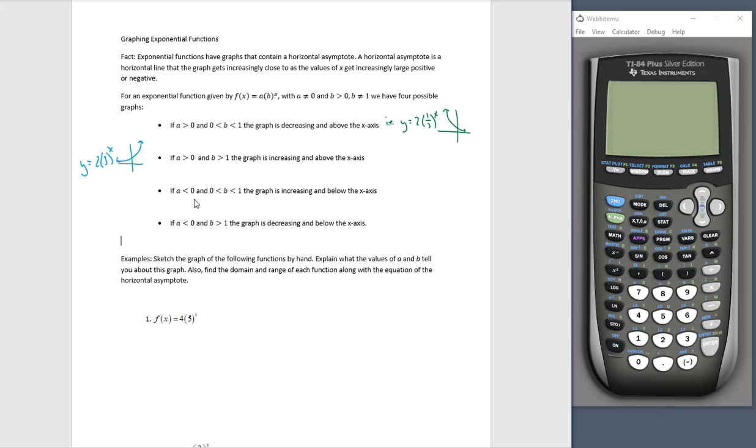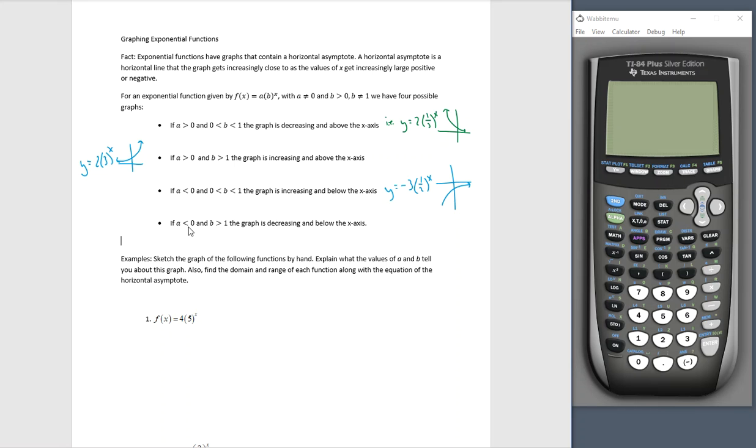If a is less than 0 and b is between 0 and 1, the graph is increasing and below the x-axis. So I'm going to do both increasing in blue. Let's go with minus 3 times 1/2 to the x. The graph will be increasing and it will be underneath. Notice that the graphs I have over here on the right are just a reflection. If I were to graph these, they might look like a mirror image of each other, really, ignoring the numbers, of course.